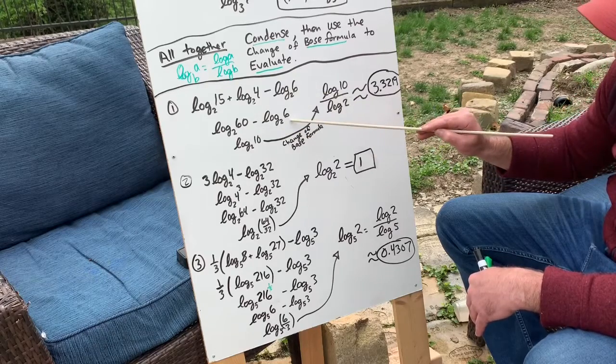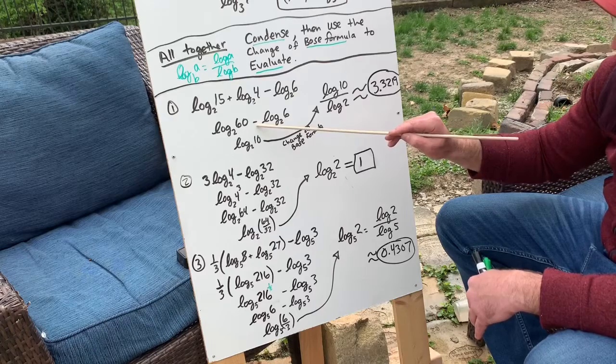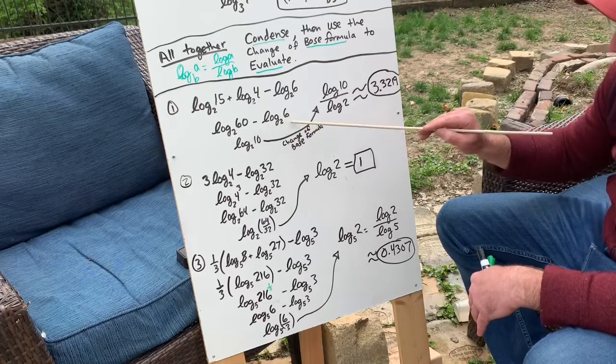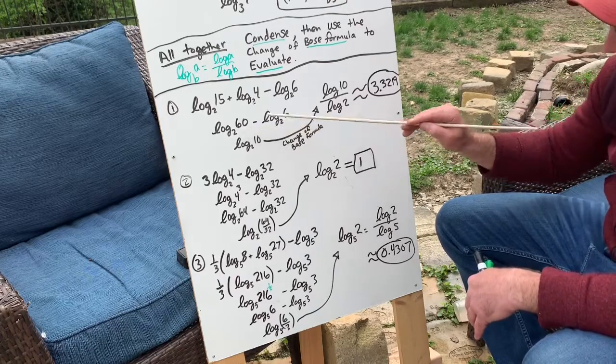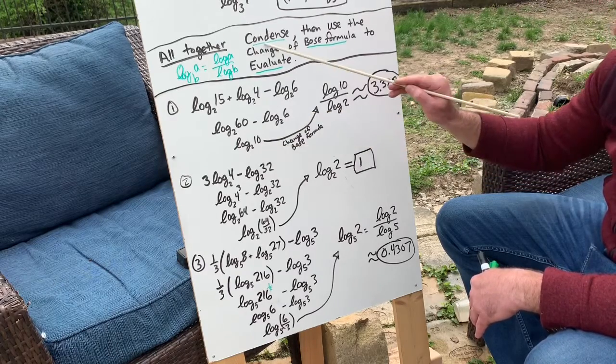Now I can subtract this piece. Well, subtraction is associated with division, right? So I can condense this by dividing. 60 divided by 6, which is just 10. Now, this is the condensed part.